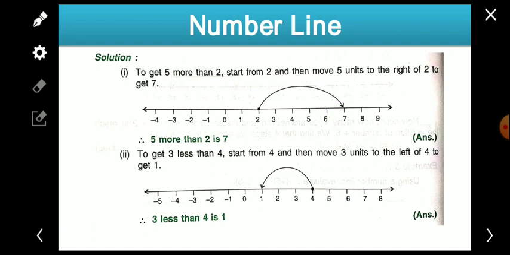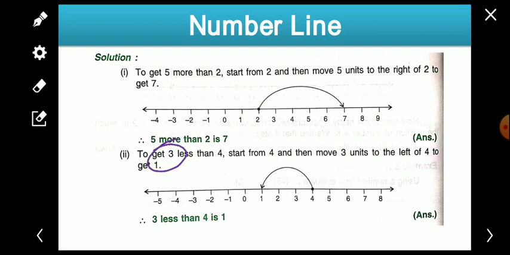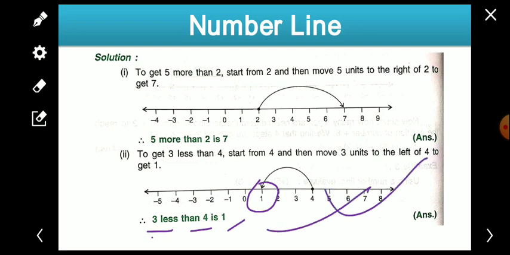Now to get the value 3 less than 4, what will we do? We will start from 4, and because we have to get a lesser value, we will move towards the left. More than, towards right; less than, towards left. How many steps will we move to the left? 3 steps, because we have to get 3 less. So 1, 2, 3. If we move 3 steps towards the left, we will reach the number 1. So the answer will be 1. 3 less than 4 is 1.